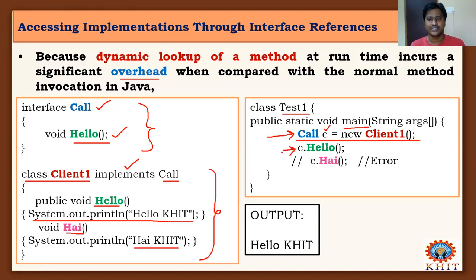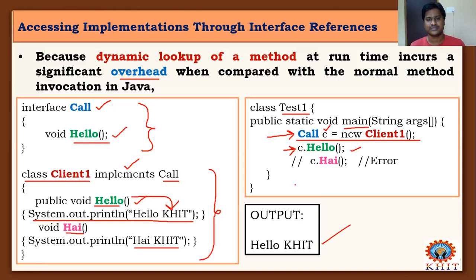So this reference variable is used to access the method defined in the class client one, that is hello. So c.hello is allowed to call that method. Why? Because that interface reference is assigned to an object of the class client one. The method defined in the interface is implemented in the class, so the reference variable can access this method and simply display on the screen by executing hello, that is hello khid.